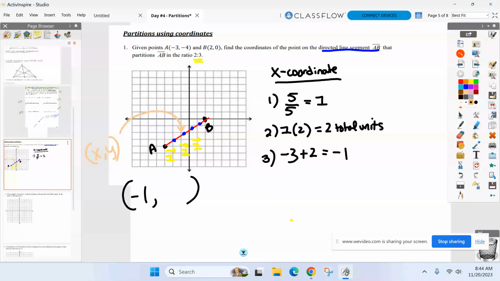So I cut the distance by 5, and I say, oh, I need to make 2 moves. So that's why I multiplied that distance by 2 and not 3. All right, here we go. Now let's do the same exact thing, but to find the y coordinate.